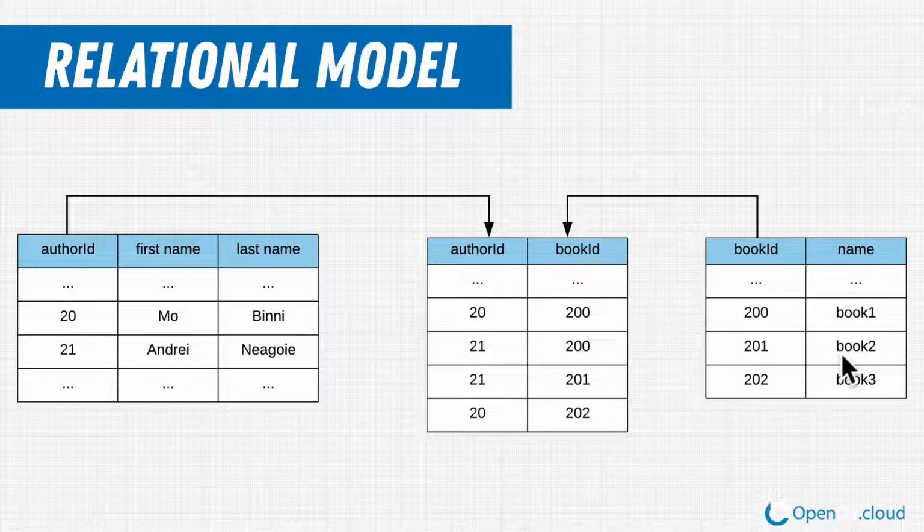Now, you may be thinking, okay, I can see that they're completely separate, but how do we link them together? Well, in the relational model, we have a bunch of concepts that we will get into on how to draw relationships between data. This is one way of doing it. We'll create a third table where we say, okay, author Mo wrote book 200. And author Andre also wrote book 200. So now we can say, oh, they may have co-authored this. And then author Andre also wrote book 201. So book 2 was written by Andre. And book 3 was written by Mo.